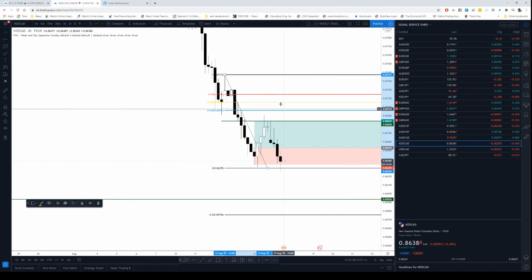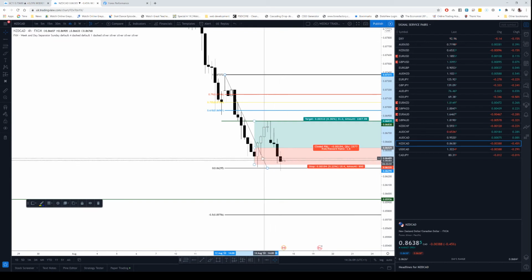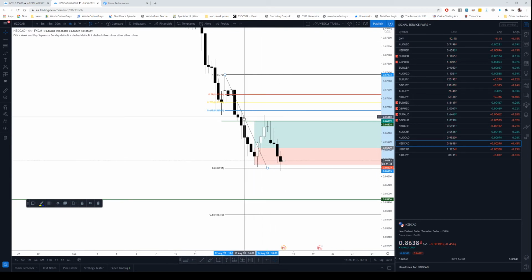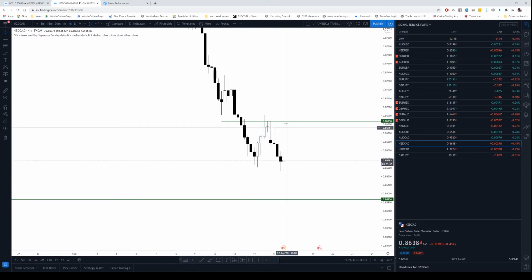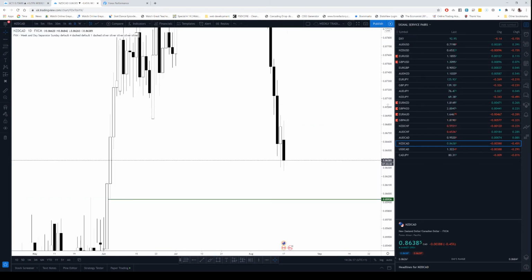Okay, we were bearish on this pair, so I wanted it to get up here and then we sell short for a continuation to the downside, but that didn't happen, and now price has just come back down. For a trade idea for this week, let's have a look on there.